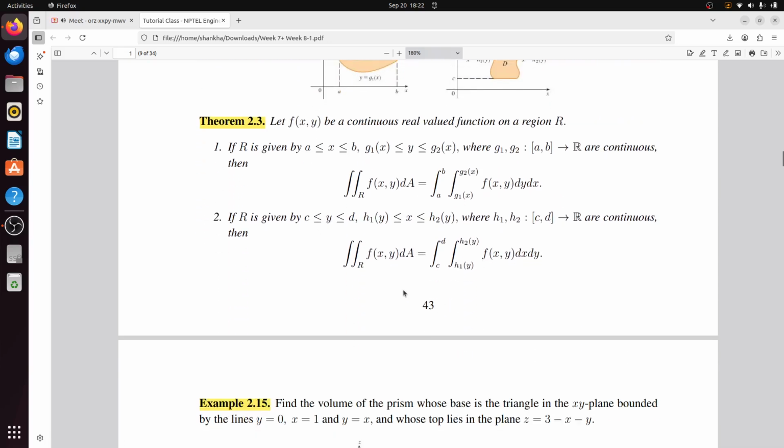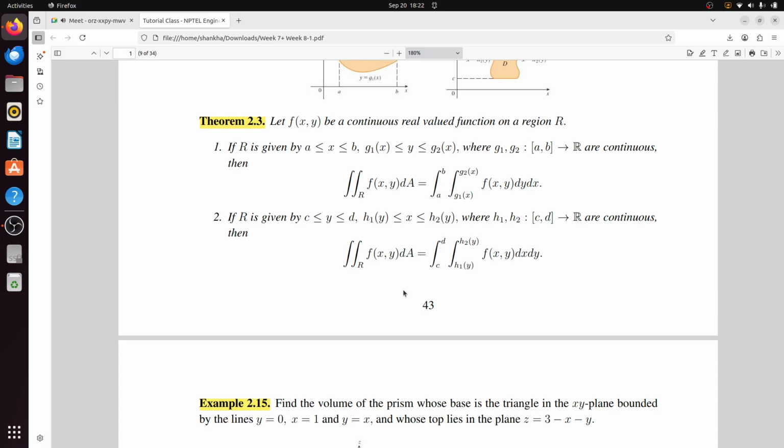So here I will discuss something called change of the order of integration. Sometimes it becomes difficult to solve in one order, then you can just swap the orders and then you can solve the integration. So for example, let f(x,y) be a continuous real valued function on a region R.